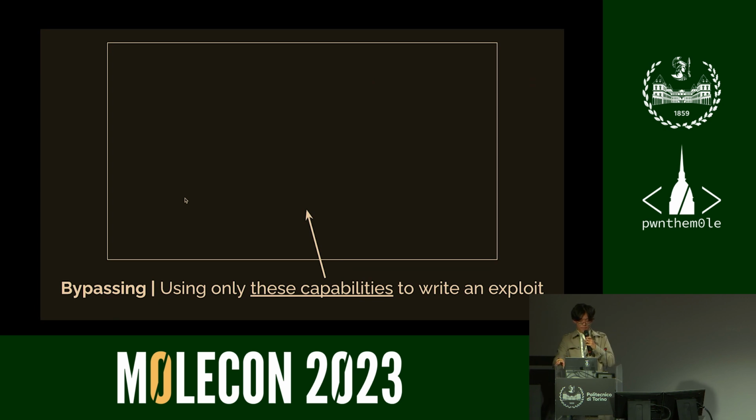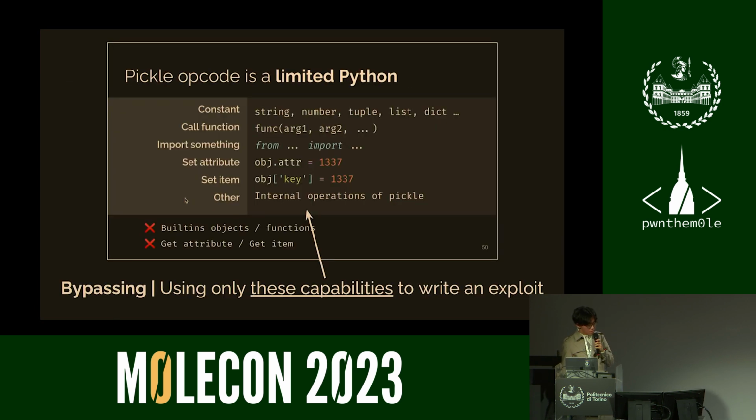Okay, so when we talk about bypassing it, actually we are just writing a Python script with this limited syntax. It's not hard. You don't need to really construct the opcode by yourself, since I have already written a compiler, just as I mentioned. So using only this capability, you can write and install it.